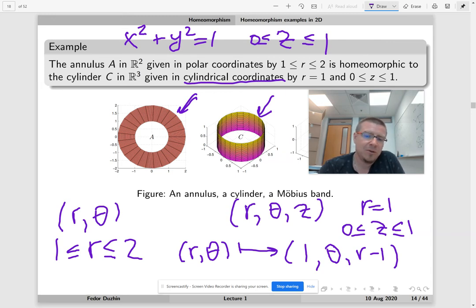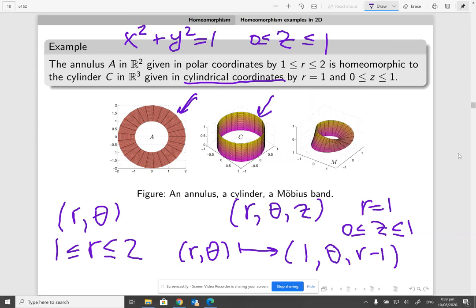And now we see that it all fits. So different points are sent to different points, so it is a bijection. It's clearly continuous, and the inverse function is also continuous. Well, and neither of them is homeomorphic to this Möbius band.